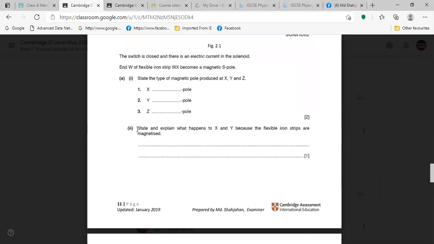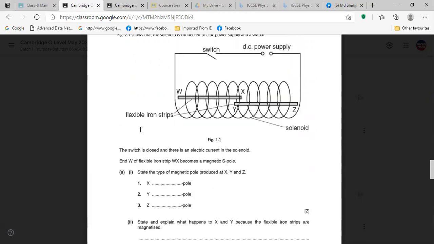Yeah, continue. Farabi, continue this. State and explain what happens to X and Y because the flexible iron strips are magnetized.